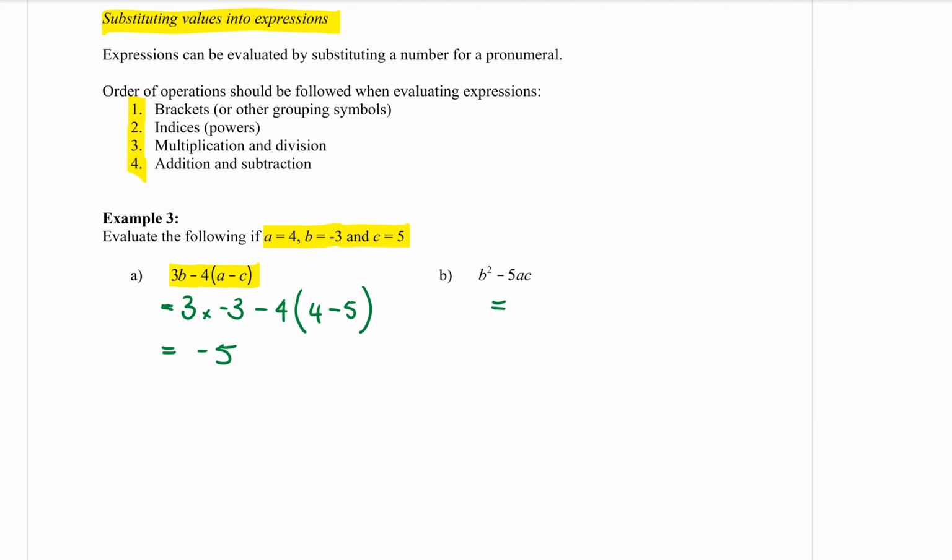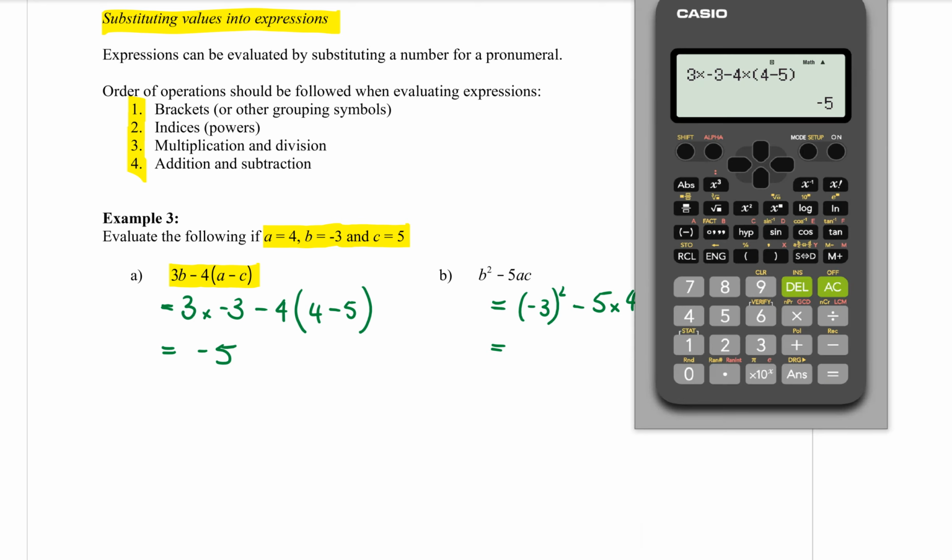Okay, let's try that again for B. My new expression is B squared minus 5AC. So instead of B squared, I want to put something in there for the B. What's B equal to? -3. Whenever you want to square a negative number, put it in brackets. So I put a bracket around that -3 and a squared. Then minus 5A, what's A? 4, but remember because they're next to each other it means times. So 5 times 4 times by C, which is 5 again. Good. Okay, that's the substitution line.